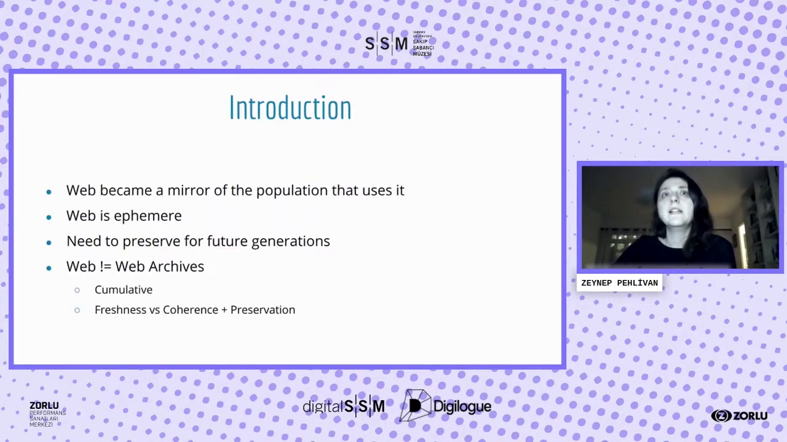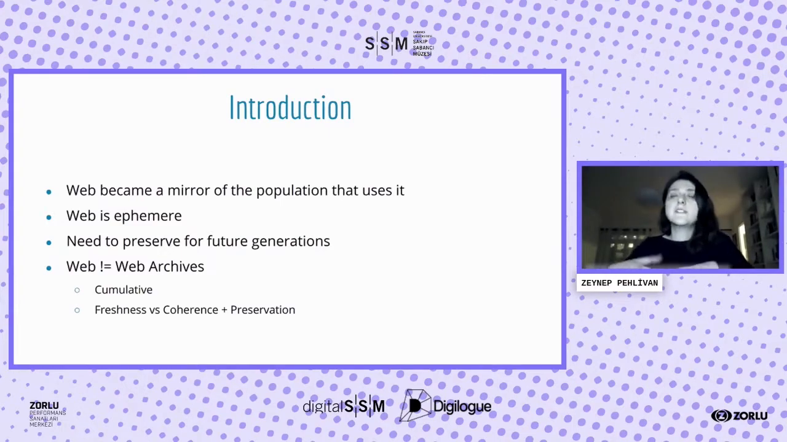And let's start. As you know, the web became a mirror of the population that uses it. Today, we share everything on the web, our ideas, our pictures, etc. But the web is ephemeral. We realized that a long time ago, and there is a need to preserve it for future generations.